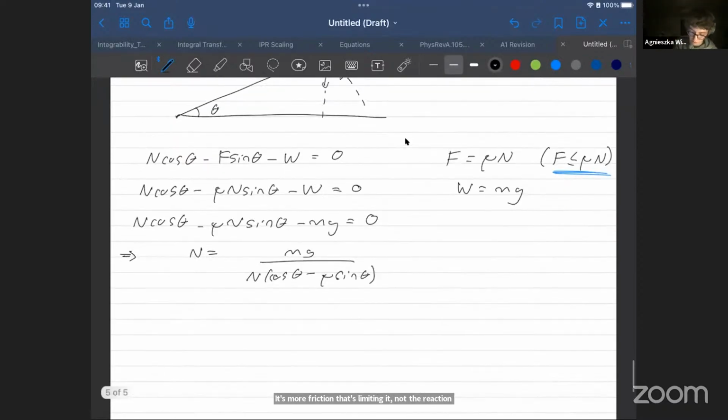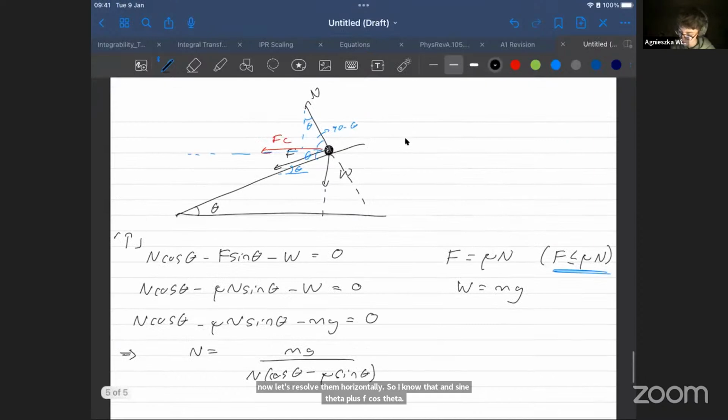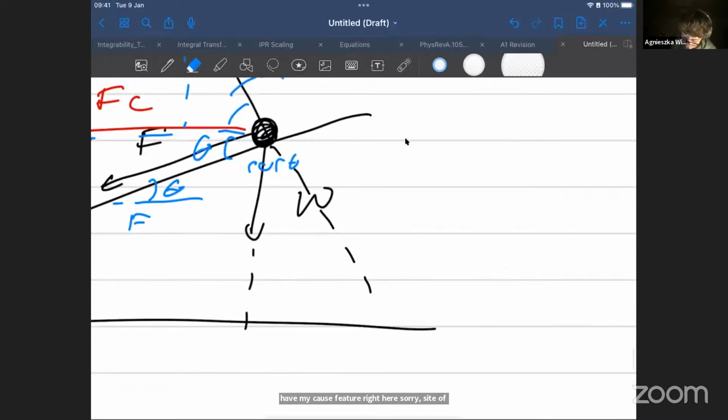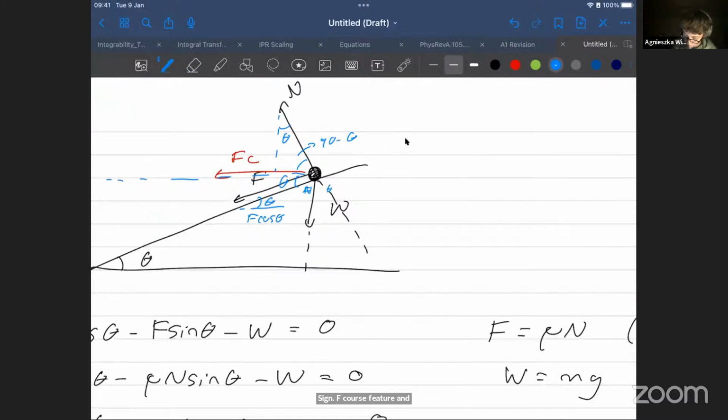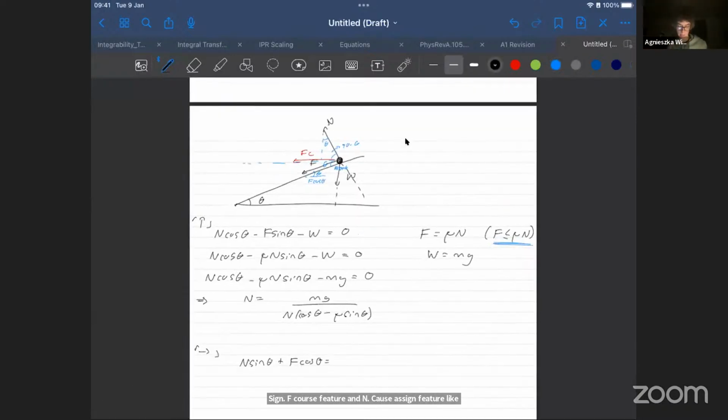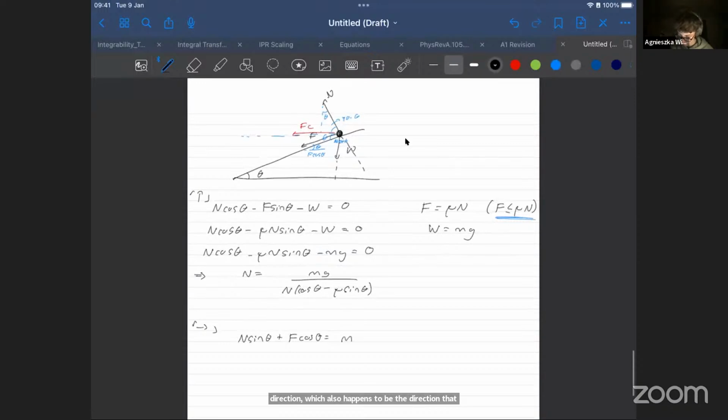Now let's resolve the forces horizontally. So that's vertically, and now let's resolve them horizontally. So I know that N sine theta plus F cos theta is going to be the total force acting in the left direction, because you can see that I'm going to have my F cos theta and my N sine theta here. So this is my total force acting in the left direction, which also happens to be the direction that the centripetal force acts, so mv squared over r. Nice, so that is that part.